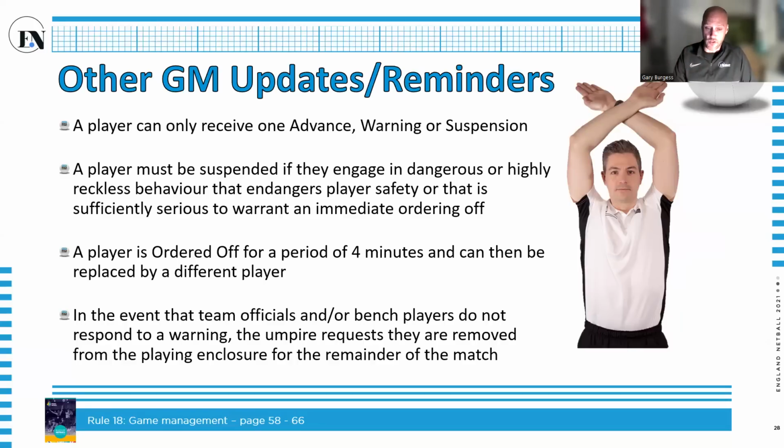Okay. Now, it clearly outlines that a player must be suspended if they engage in dangerous or highly reckless behavior that endangers player safety or that is sufficiently serious to warrant an immediate ordering off. So things like causing a player in the air to fall, who hits their head on the post and is really badly injured, that may lead to a straight ordering off. Okay. Behavior that continues after a warning is issued may well result in a suspension.